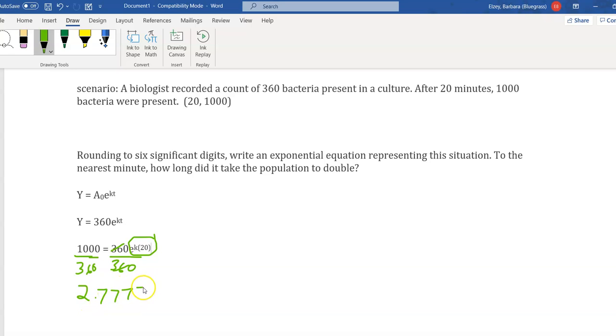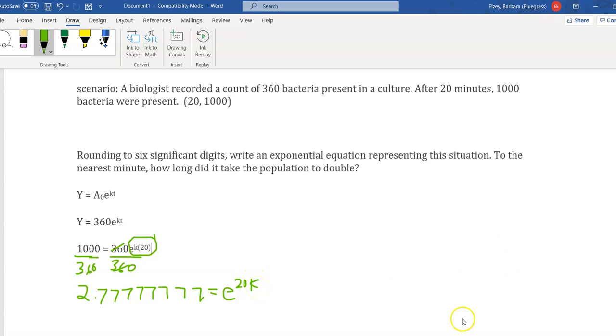That is 2.777 with many sevens. Now, since it says to take things to 6 significant digits, I'm going to take it to about 8 to begin with. 1, 2, 3, 4, 5, 6, 7, 8. And we will round off at 6 significant digits when we're done. So now we have e, and I'm going to rewrite it as 20 times k instead of k times 20, just because it looks more natural.